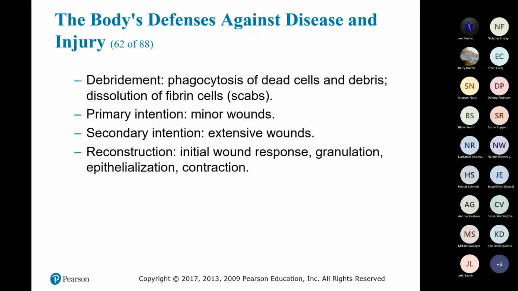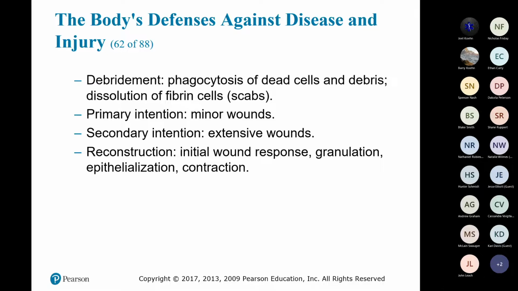Then we look at granulation. So repair begins with granulation. Tissues grow inward from healthy connective tissues surrounding the wound. While granulation is taking place and we're starting to grow new tissue, the scab is being dissolved at that point, right? The scab is starting to fall off because new tissue is starting to take its place.